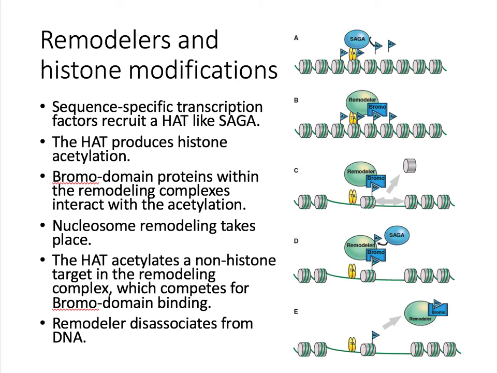The histone acetyltransferase now acetylates a non-histone target in the remodeling complex, which competes for the bromodomain reader domain for binding. As the bromodomain protein binds to the remodeling complex rather than the histone, the remodeler dissociates from the DNA.